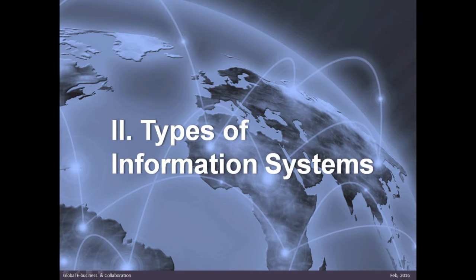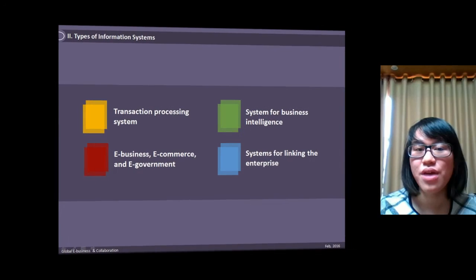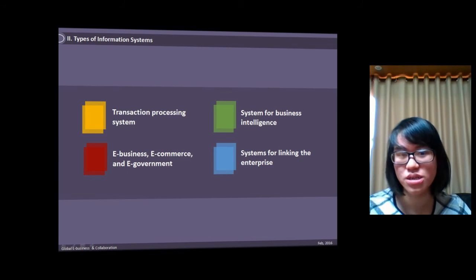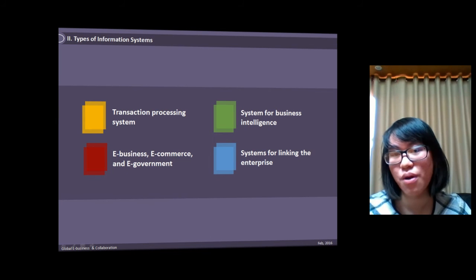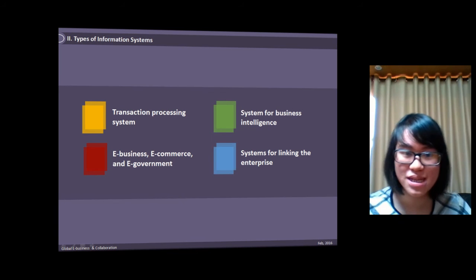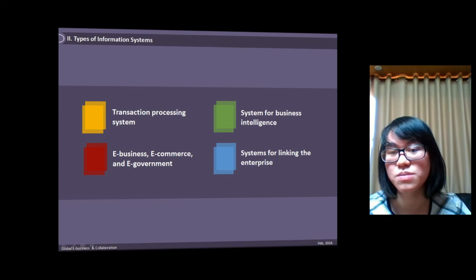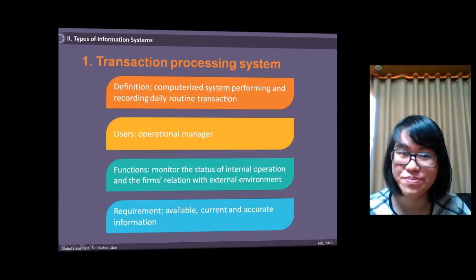Hello, I'm Hank, and now I will talk a little bit about types of information system. There are four types of information system, which are transaction processing system, system for business intelligence, e-business, e-commerce, e-government. Last but not least, the systems for linking the enterprise.